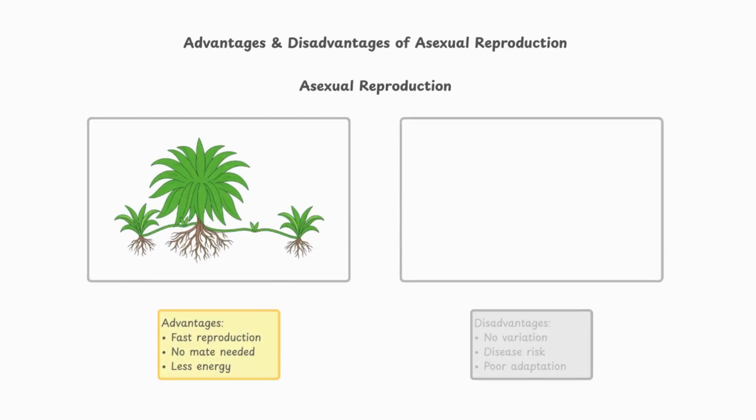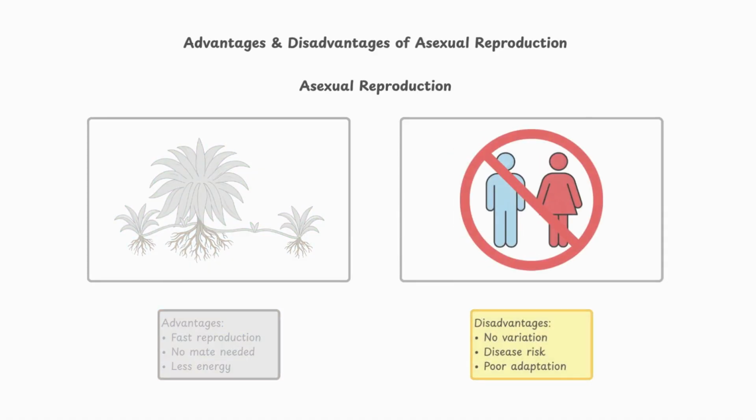Let's decode the advantages and disadvantages of asexual reproduction from the image. First, the advantages. No mate is needed. That means a single organism can reproduce all by itself, like a self-starting engine that never waits for permission. It also uses less energy.